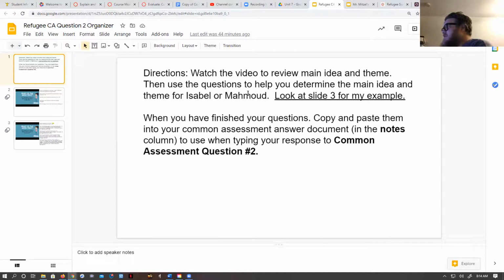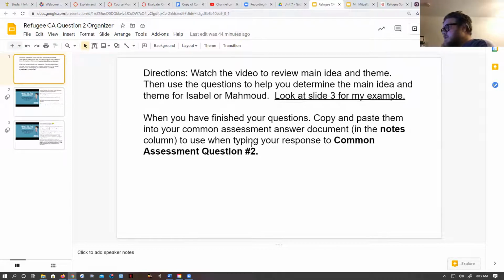Okay, so today is day 3 of our common assessment. The first day I did Isabel as the example. Yesterday I did Mahmoud as the example. Today I'm doing Joseph as the example. So Joseph is off the table for you, okay? Look at slide 3 for my examples.